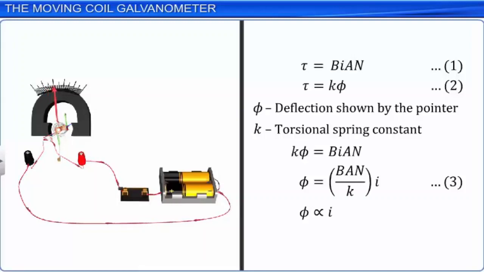By passing a known value of current and measuring the corresponding deflection in the coil, φ is found. From this, the deflection per unit current is calculated, and then the circular scale above which the pointer moves is graduated. This is known as calibration of the galvanometer.